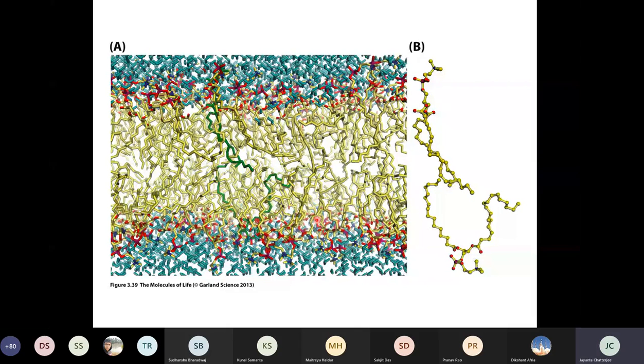What I'm showing you in this slide is a snapshot from a molecular dynamics simulation where you have the lipid membrane. You can consider this the outer leaflet, and this would be the inner leaflet, and these cyan molecules are water molecules, and here also you have water molecules. What is interesting is that you can take a look at any of the lipids, for example in this figure. There are some interesting features.